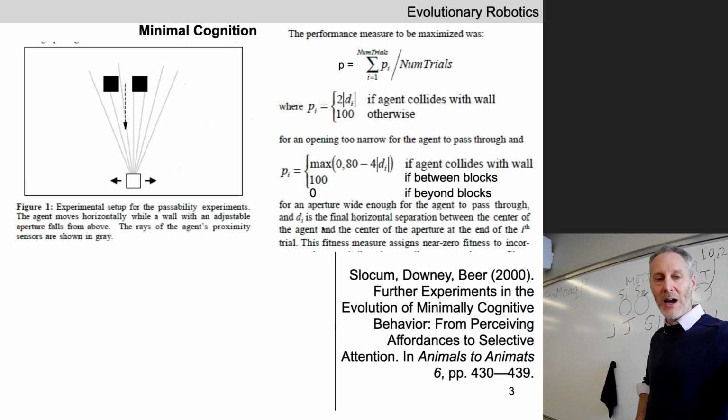So now what is D sub I? D sub I is the final horizontal separation between the center of the agent and the center of the aperture at the end of the ith trial.